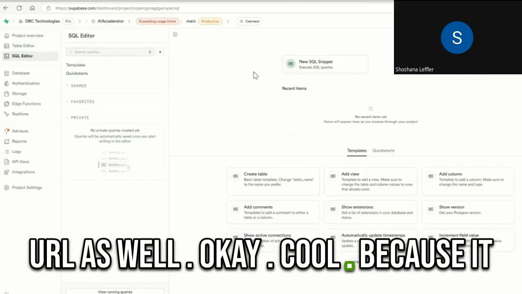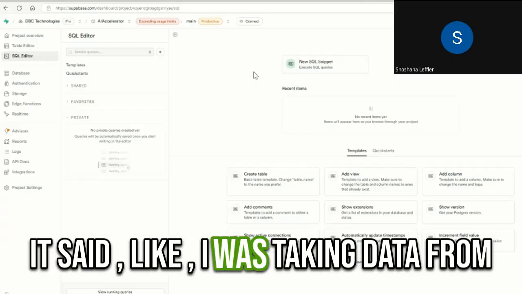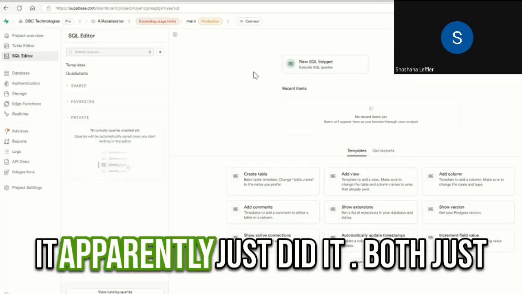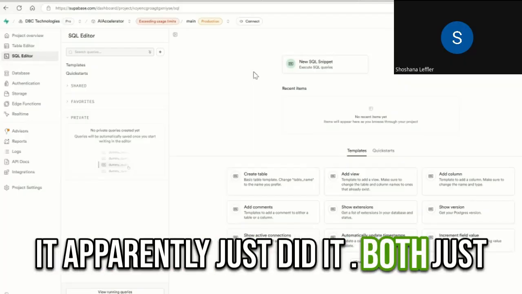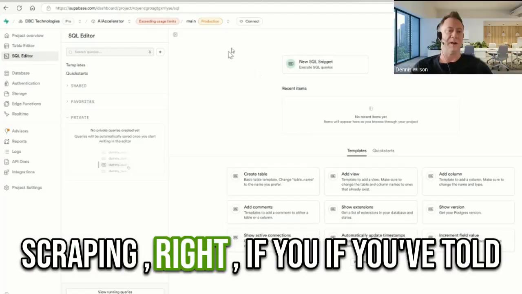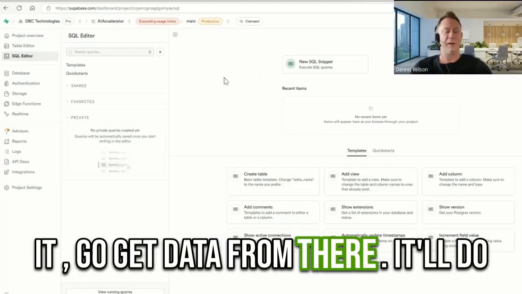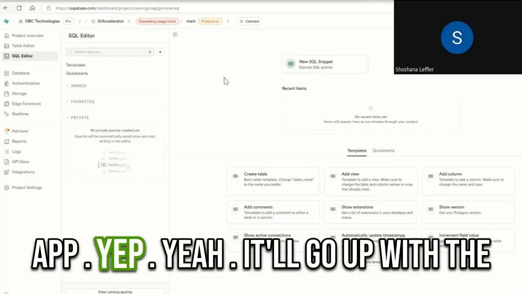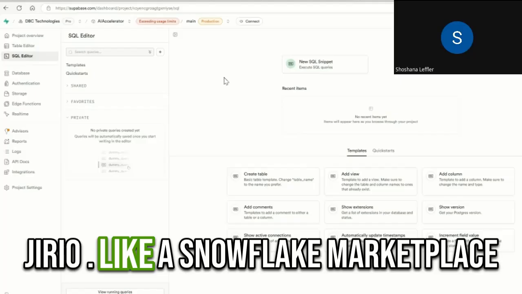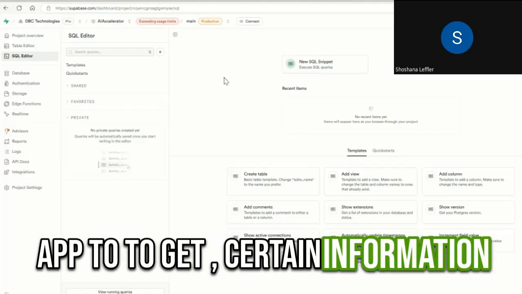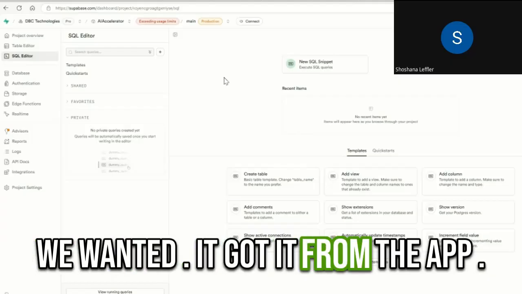Okay, cool. Because I was taking data from Snowflake Marketplace, and it apparently just did it. Bolt just did it. I don't know, but I want to check it. Well, it can if you're scraping, right? If you've told it go get data from there, it'll do that for you. No, it used an app. Yep, it'll go out and use Cheerio. Like a Snowflake Marketplace app to get certain information we wanted. It got it from the app.